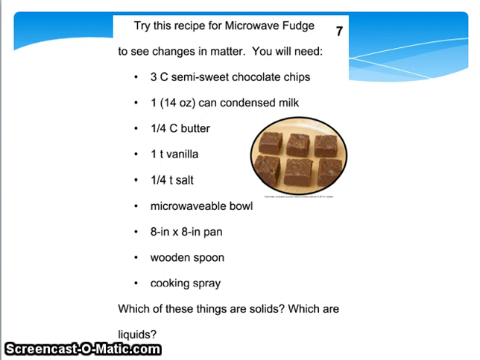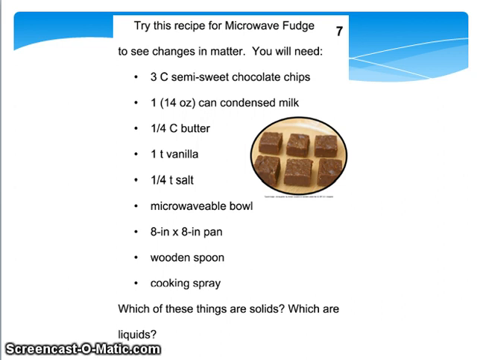Okay, so let's try this recipe for microwave fudge to see the change in the matter. I'm going to leave each one of these slides up in case you want to try it. You will need 3 cups of semi-sweet chocolate chips, 1 can of condensed milk, a 1/4 cup of butter, 1 teaspoon of vanilla, a 1/4 teaspoon of salt, a microwave bowl, an 8x8 pan, a wooden spoon, and cooking spray.